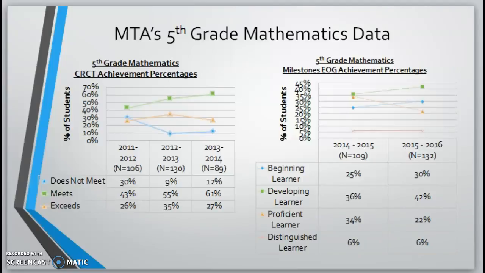2013-14 shows a drop in student performance by 2%. Milestone scores for fifth grade math show distinguished learners are flat with no change. Proficient learners decreased by 12%. Developing learners increased along with beginning learners. This means that proficient learners dropped 1 or 2 performance levels, thus causing an increase in percentages in those lower levels.